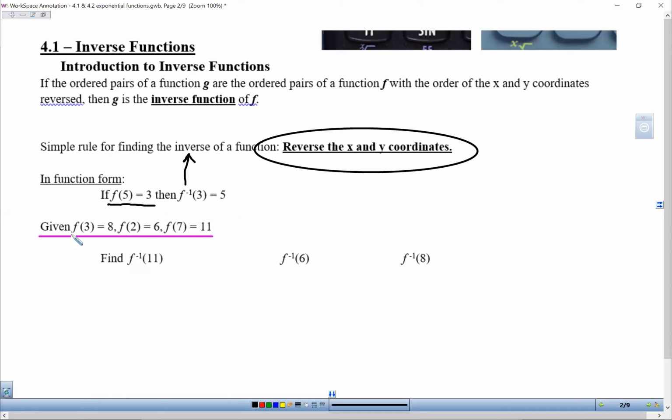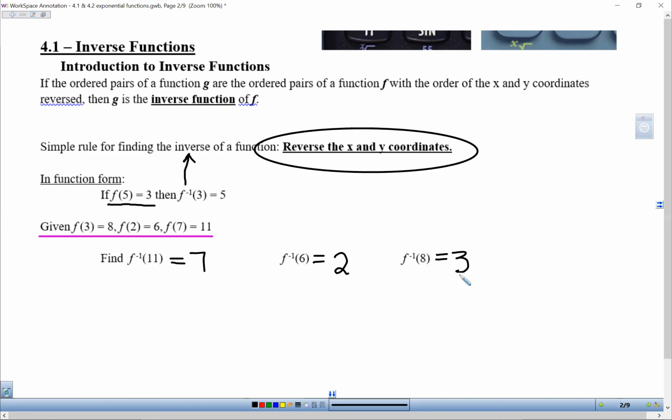So here's the values for our function. We don't have a function rule or an equation. We just have the values for the functions. So that's all we're going to worry about. And all we need to do is just switch them. So the inverse function of 11, well, up here, f of 7 equaled 11. So that means the inverse function of 11 would equal 7. The inverse function of 6, well, f of 2 equals 6, so this would equal 2. And the inverse function of 8, f of 3 equals 8, so the inverse function of 8 would equal 3.